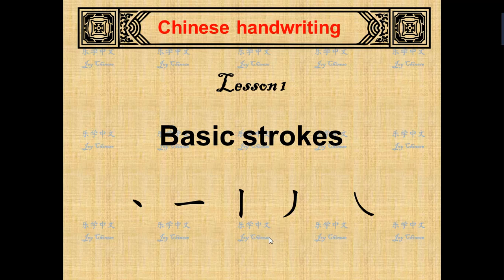Okay, let's start the first lesson of handwriting. Basic strokes. There will be several separate videos to introduce many different basic strokes. Today, I will introduce the first 5 very basic ones. 点, 横, 竖, 撇, 捺. If you have been in my pronunciation section, you will be very familiar with these 5. I have actually introduced them according to different characters already.